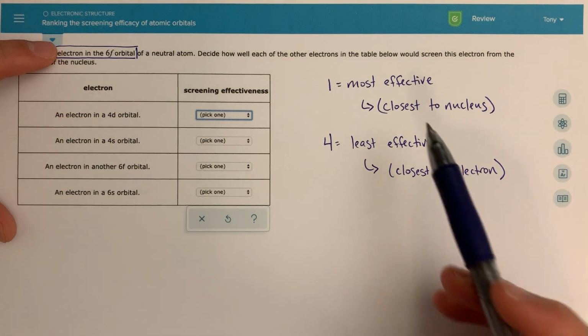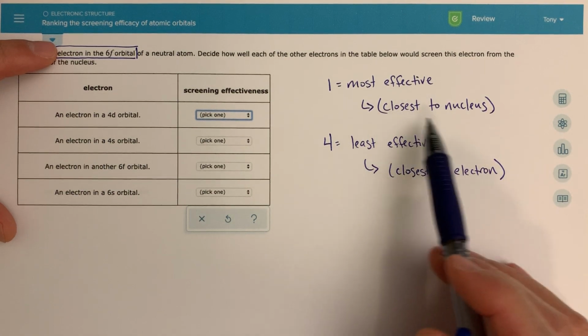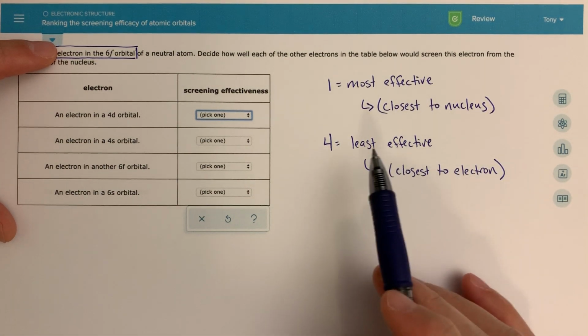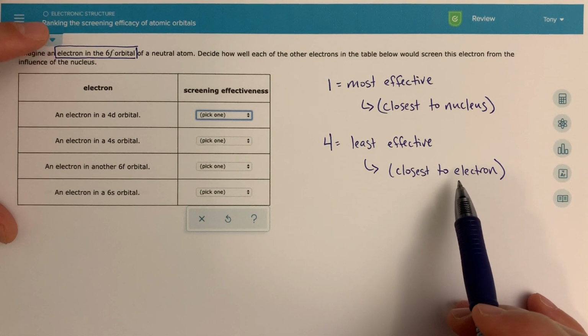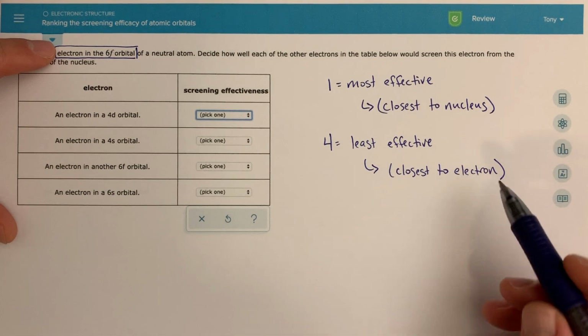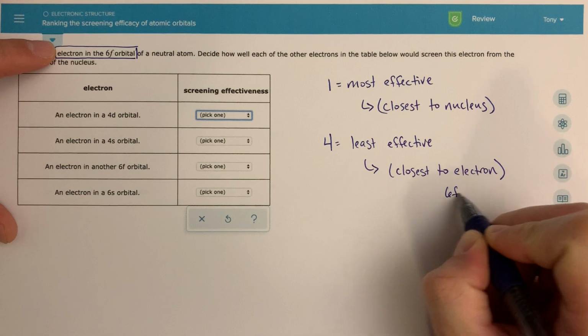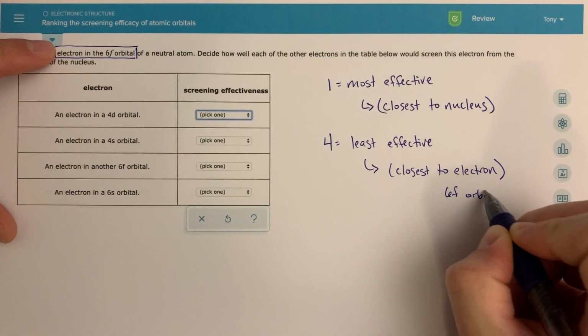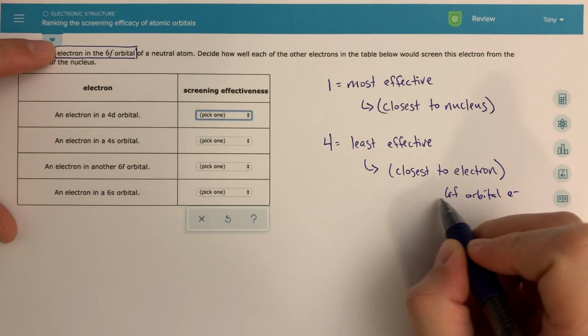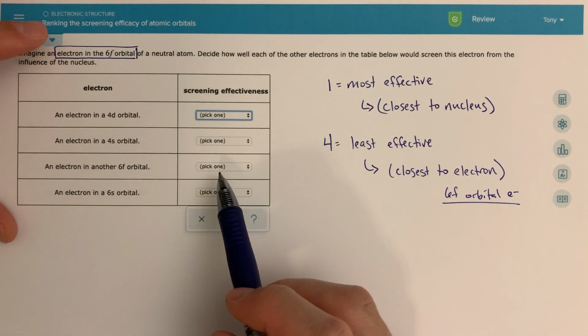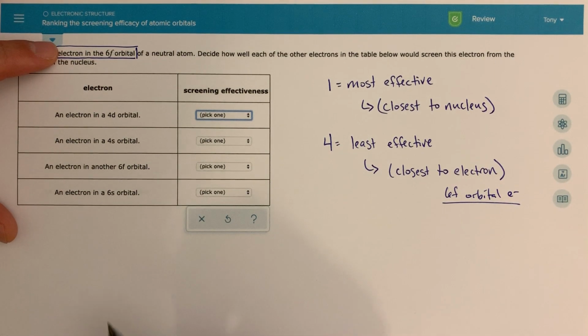Essentially, what we're looking for is which electrons are closest to the nucleus and which electrons are closest to the electron. In this case, when I say the electron, I mean the electron in the 6f orbital. That's really what we're talking about for this topic. So let's go ahead and work through this.